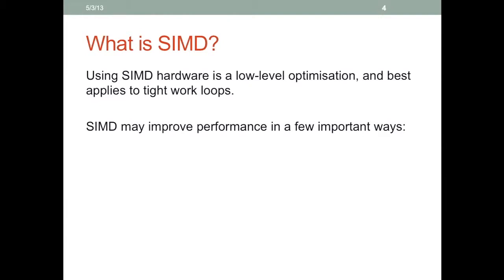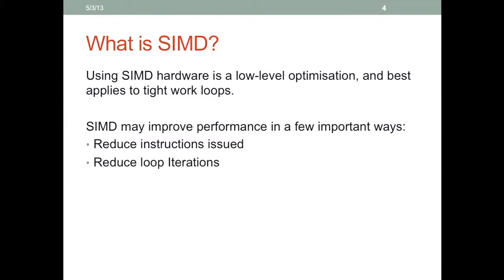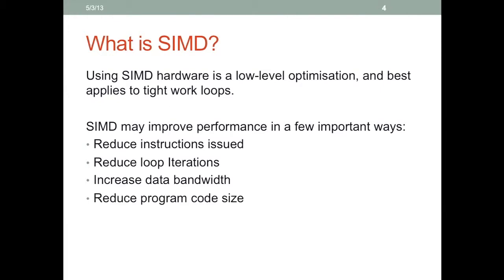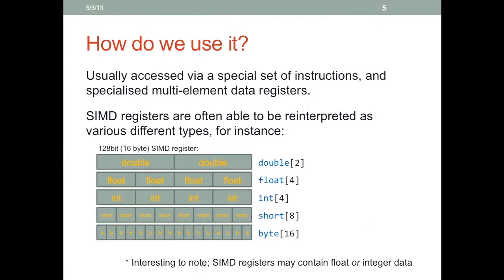SIMD may improve your performance in a few important ways. One, it may reduce the number of instructions issued significantly in that it can perform 4 times or more the amount of work in a single instruction. It may reduce loop iterations significantly by a factor of 4 or more. It will increase your data bandwidth and should reduce your overall program code size, which may give you big iCache improvements as well. And it often offers specialized instructions to perform lots of complex tasks, which can be useful in very application-specific code.